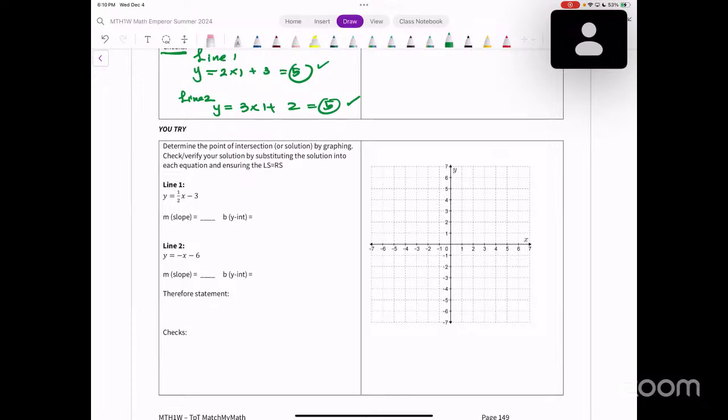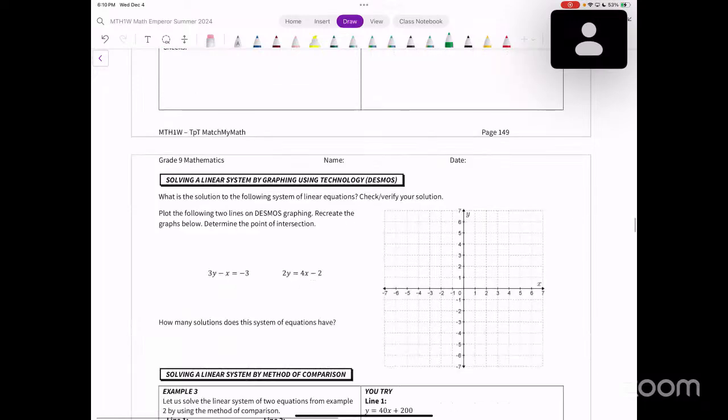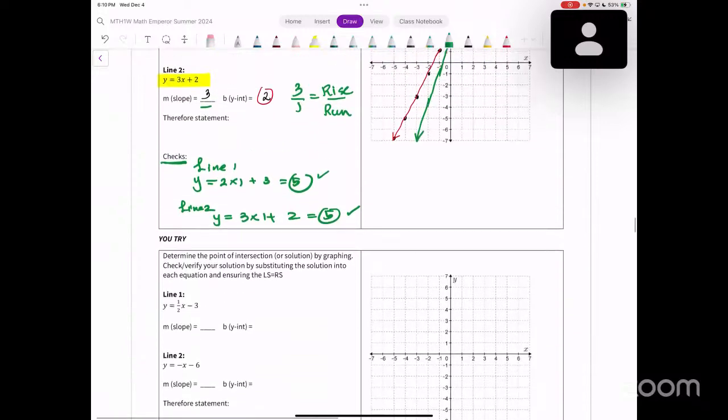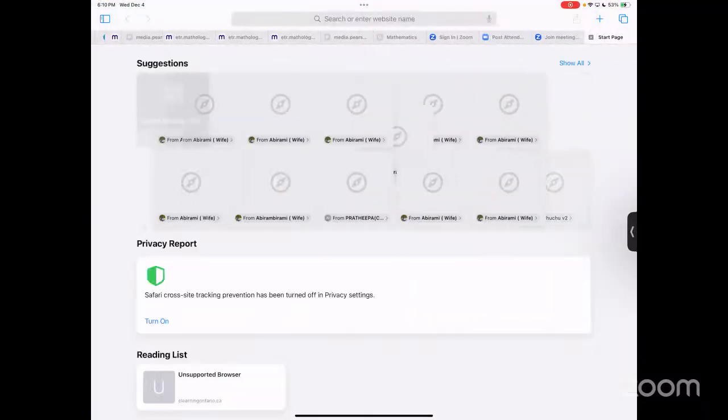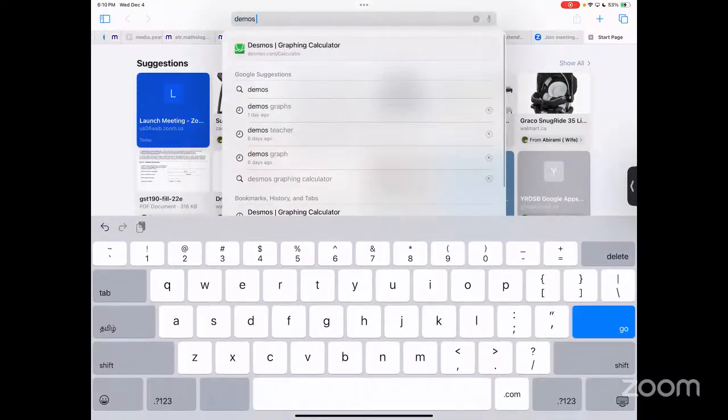And I think I should be able to see what you guys are doing, to make sure that I can see your work in real time. Just give me a moment, guys. Give me a moment. Desmos teacher.